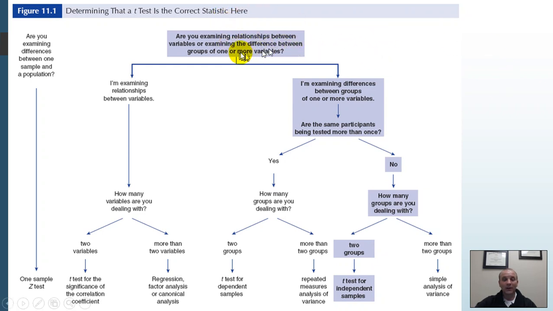So, are you examining relationships between variables, or examining differences between groups of one or more variables, yes or no? I'm examining differences between groups. Are the same testers being tested more than once? No. It's not being tested more than once, but you're looking between different groups. How many groups? Two groups, so I can do a t-test. If I'm doing more than 2 groups, we do an ANOVA, analysis of variance, and we're going to talk about that in the future. But for now, we can isolate it down to the t-test for independent samples.